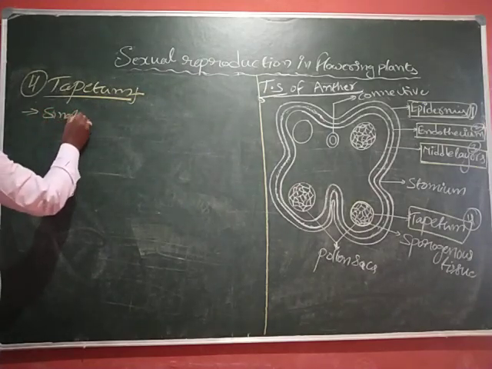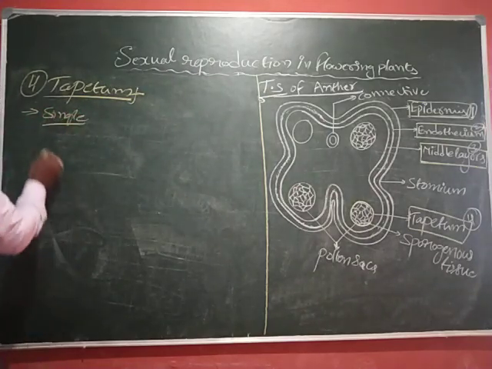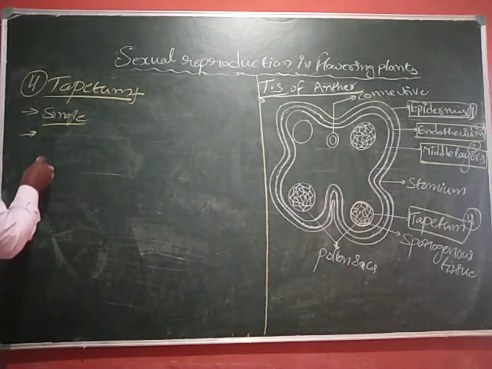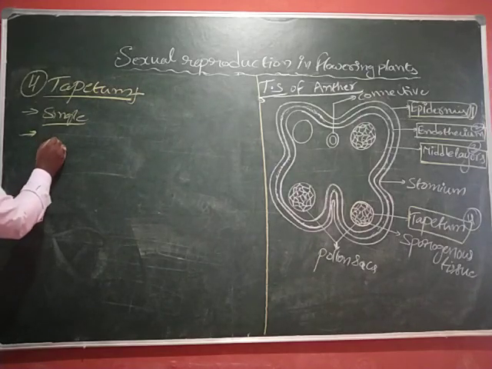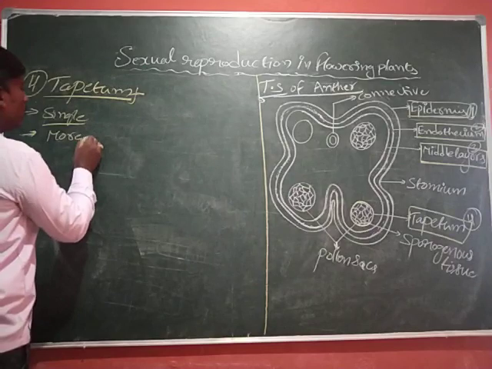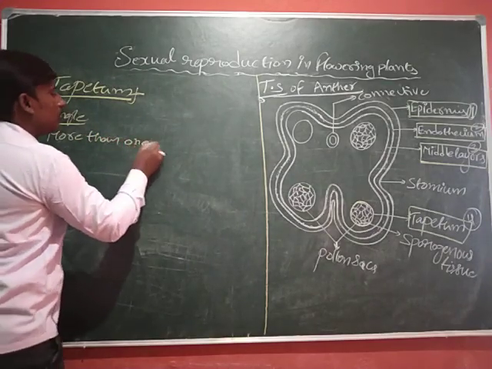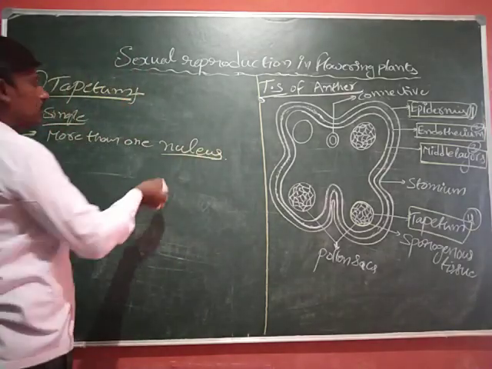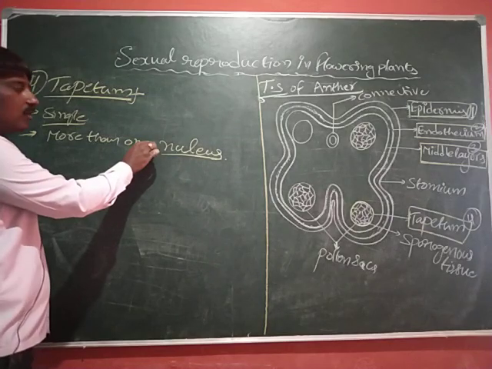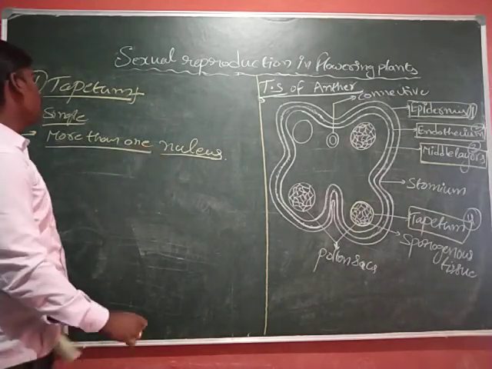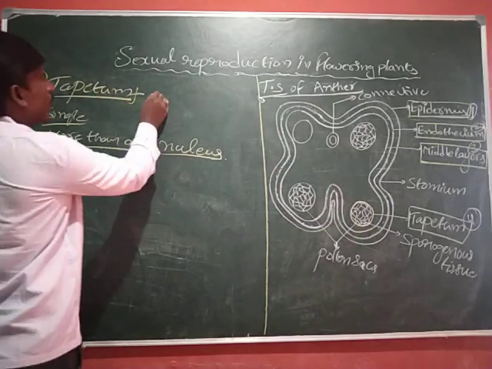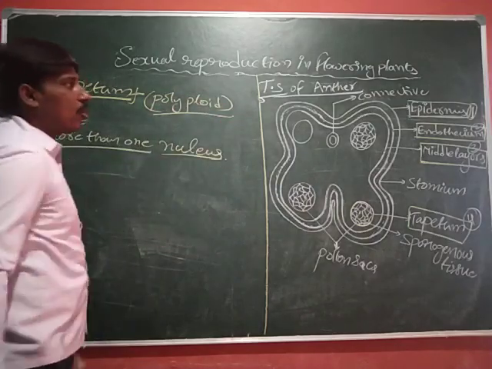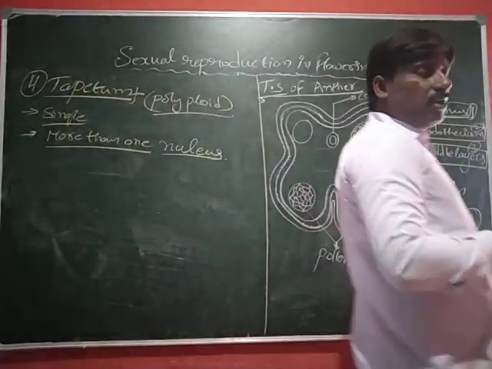One more important feature of tapetum is that the tapetal cells consist of more than one nucleus. So more than one nucleus is present in the tapetal cells. Hence, the ploidy of tapetum is polyploid. Now let us see the ploidy of each and every anther wall layer.